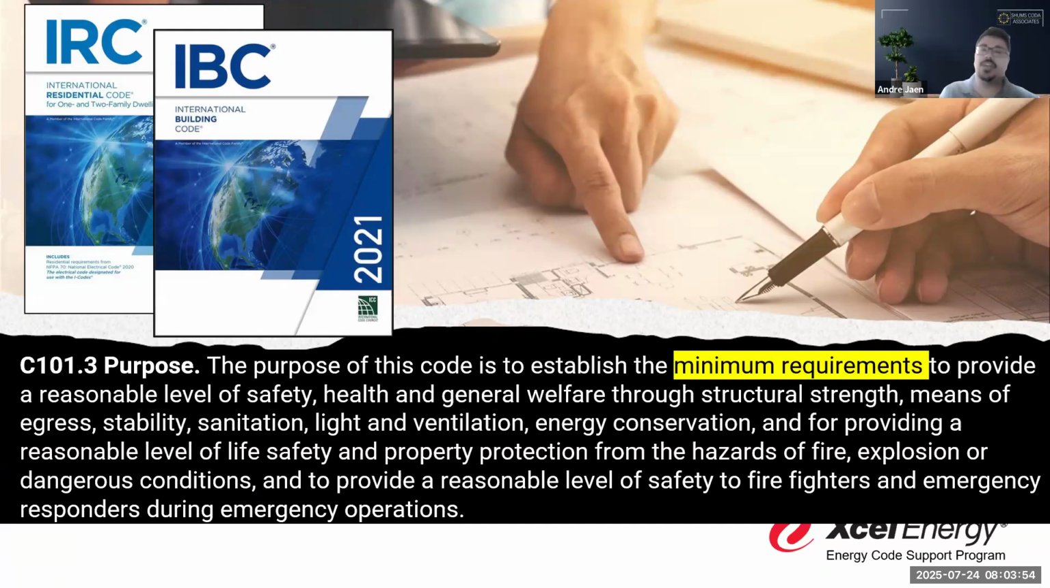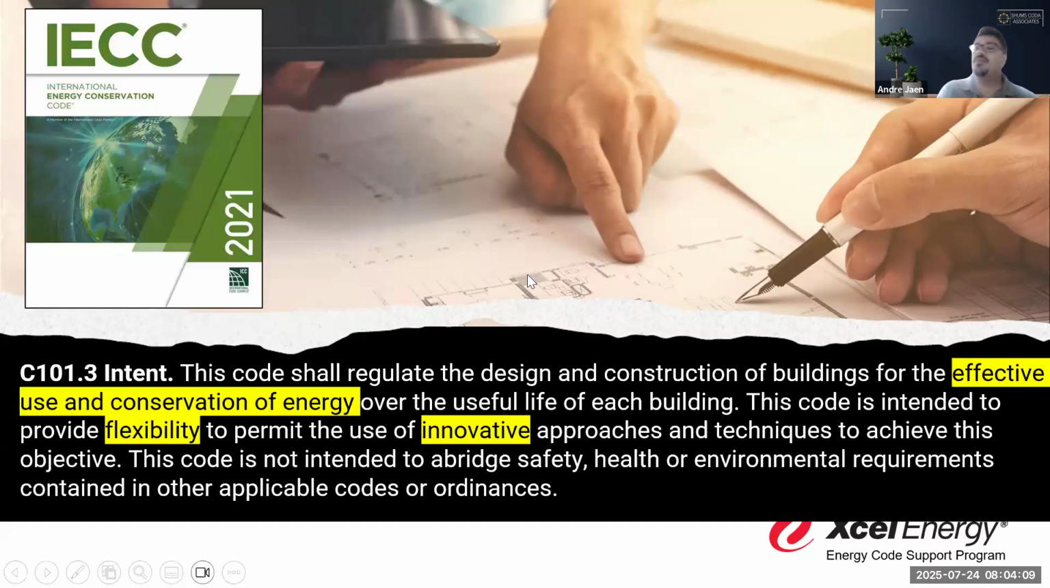So again, we're going to kind of drive home on that. We enforce minimum requirements, right? That's out of the IBC, the IRC, and accordingly, the energy code itself is a minimum standard component, or at least it's meant to be that way. It's meant to be that bare minimum standard. And what we really want to highlight, really emphasize, is effective use and conservation of energy.